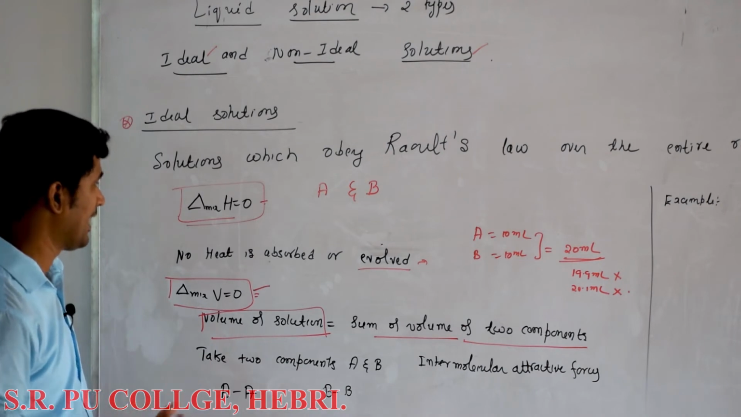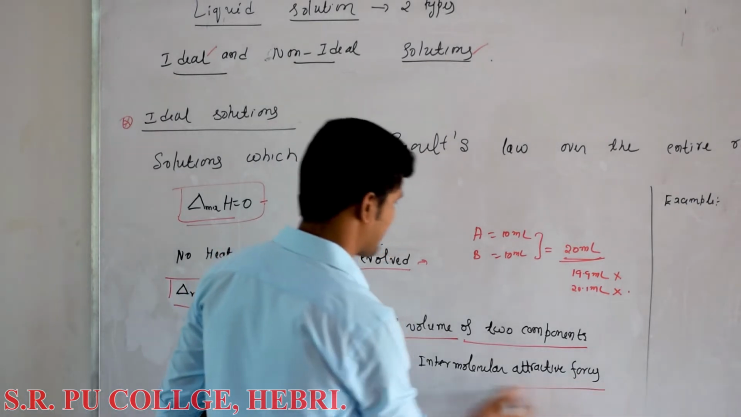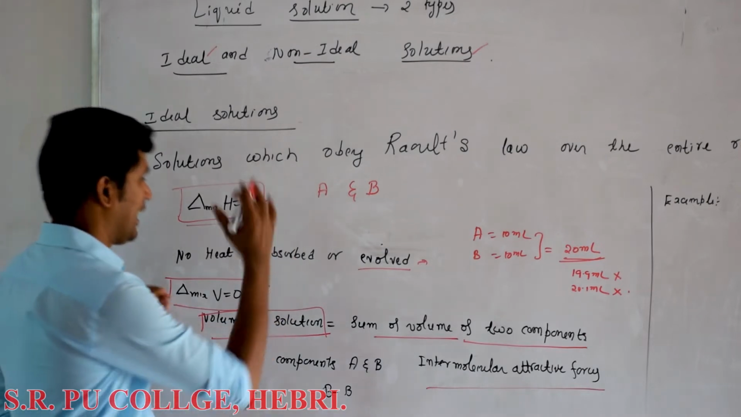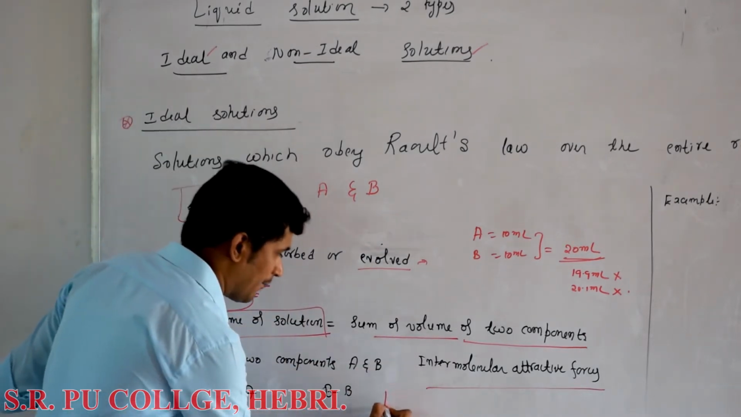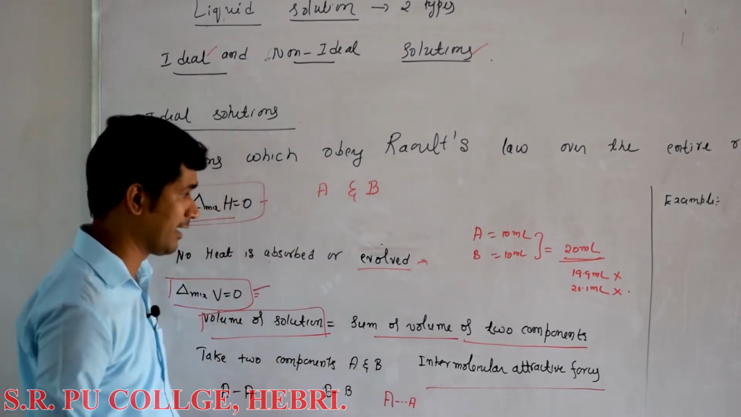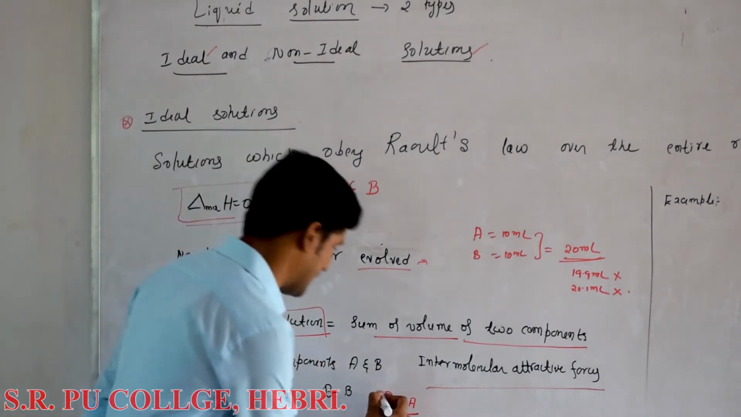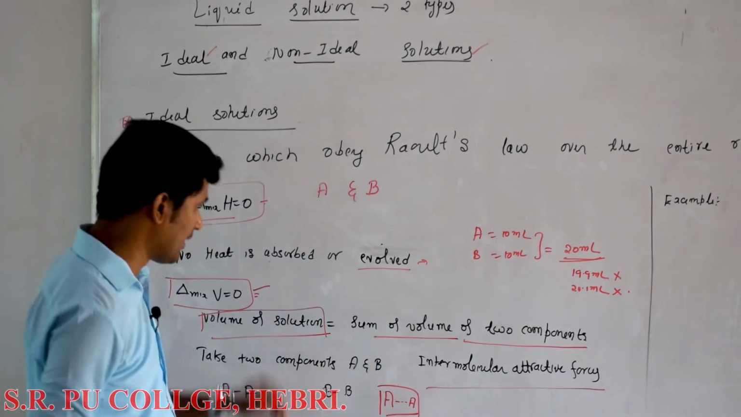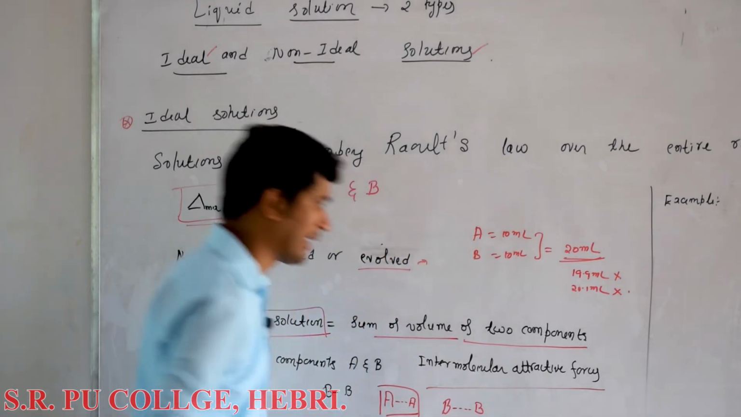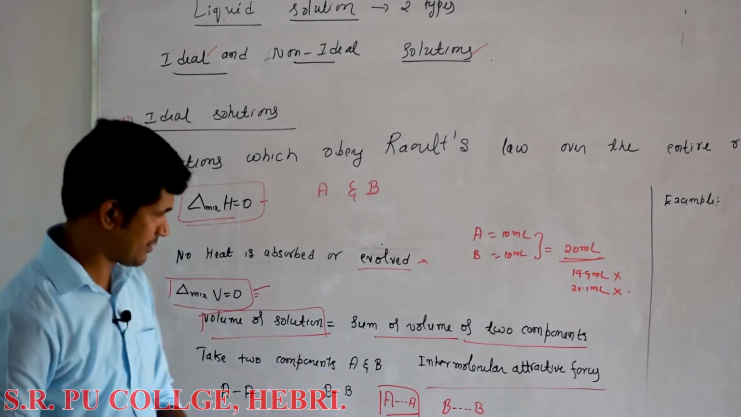The next one: in terms of intermolecular forces of attraction, how do you explain these ideal solutions? Again, you take the two components A and B. In component A, there are intermolecular attractive forces between the molecules of A, which is termed AA. Similarly, in component B, there are intermolecular attractive forces, known as BB type of attractive forces.